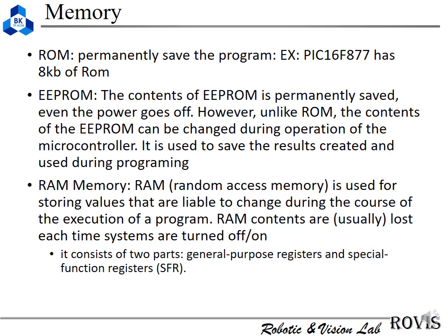During the time of working, some variable change, and then the EPROM can change. Okay. And next one is the RAM memory. The RAM memory is used for storing the value during the execution of the program. Okay, so what is the difference between EPROM and RAM?